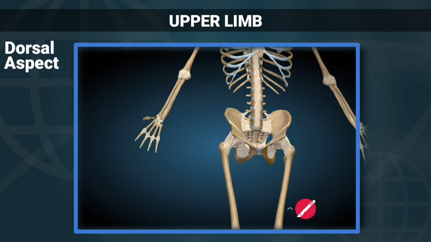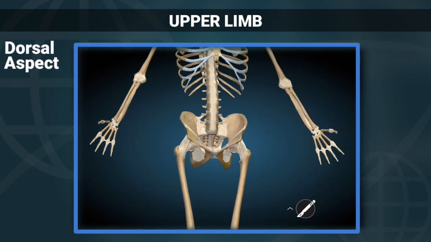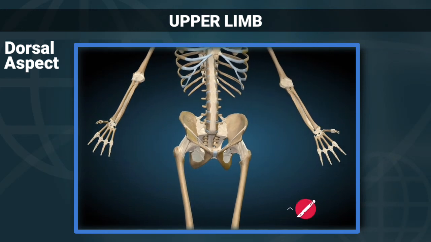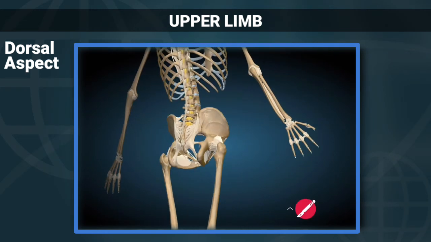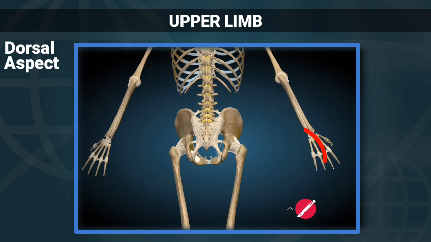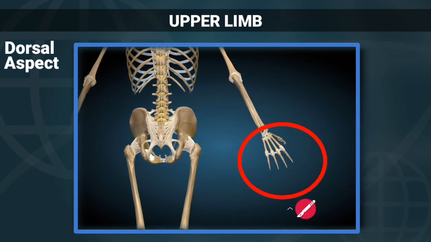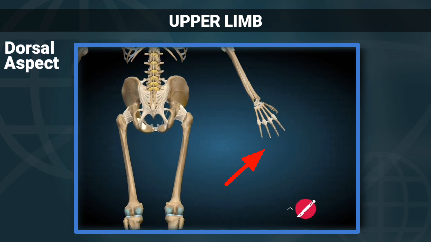The dorsal aspect. The dorsal aspect of the upper limb. This one is the dorsal aspect because it is on the back side of the palm. The dorsal aspect of the hand is on the back of the palm. So this is the back of the palm and this is the dorsal aspect.